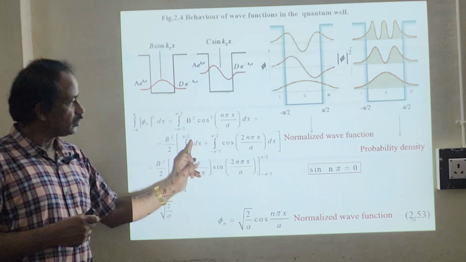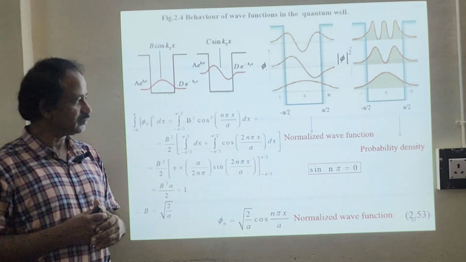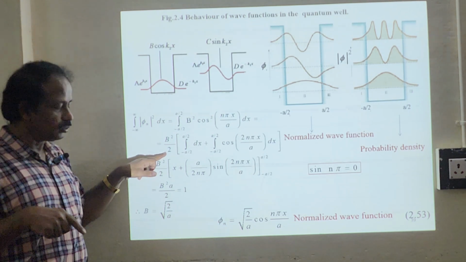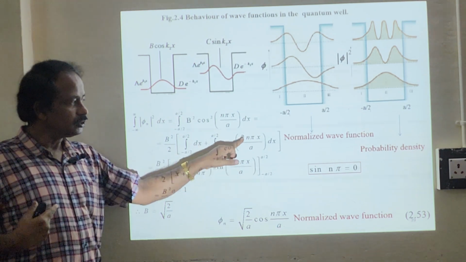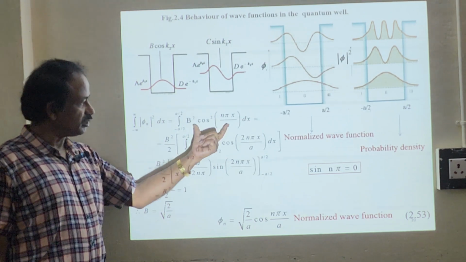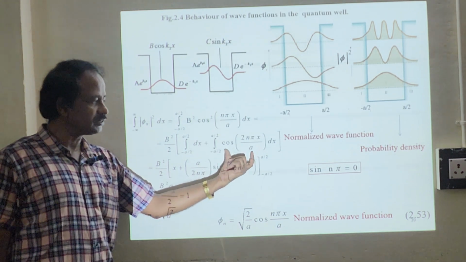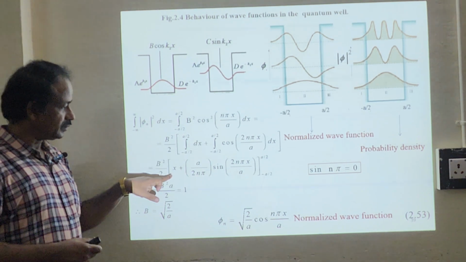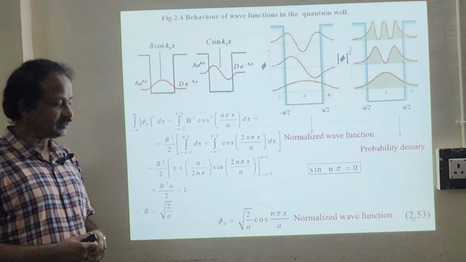So b squared, I have pulled out. Okay, cos squared n pi x by a, I have simplified as 1 plus cos 2x by 2. I have pulled the 2 out. So this becomes 1 plus cos 2x, divided by 2. Okay. So I have separated 1 as integral dx plus the integration of the cos term from minus a by 2 to plus a by 2. The cos term I am going to integrate separately. So dx, that will give me x, with the limits minus a by 2 to plus a by 2.